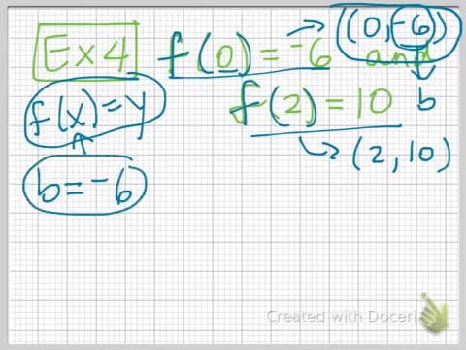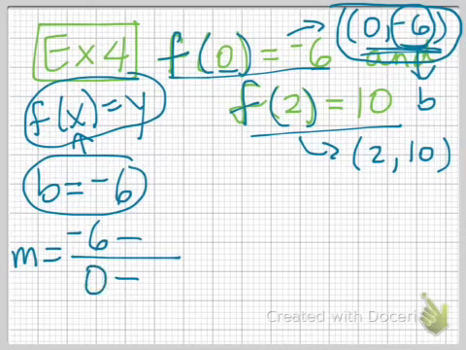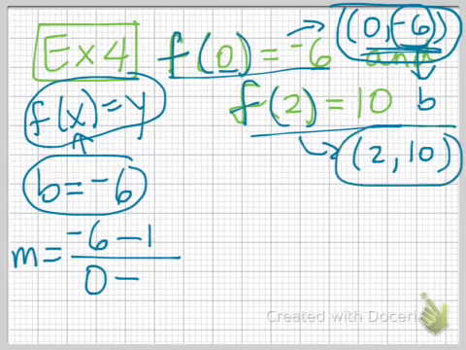Again, no slope given, so we have to compute our slope. So we use our formula. Doesn't matter which point we start with, but let's go back to the first one we wrote. 0, negative 6. The y is negative 6. The x is 0. So y on top puts the negative 6 over the 0. And we use our other point, 2, 10. 10 is our y. 2 is our x.